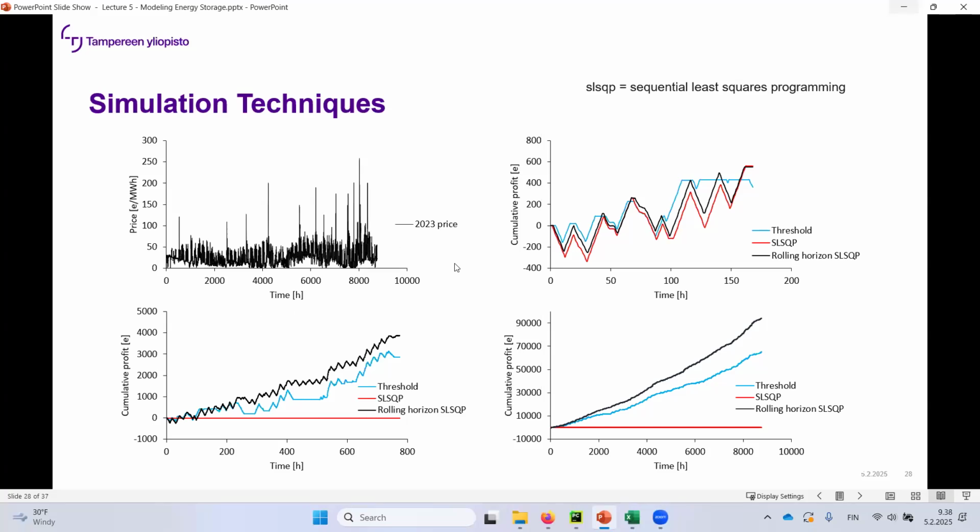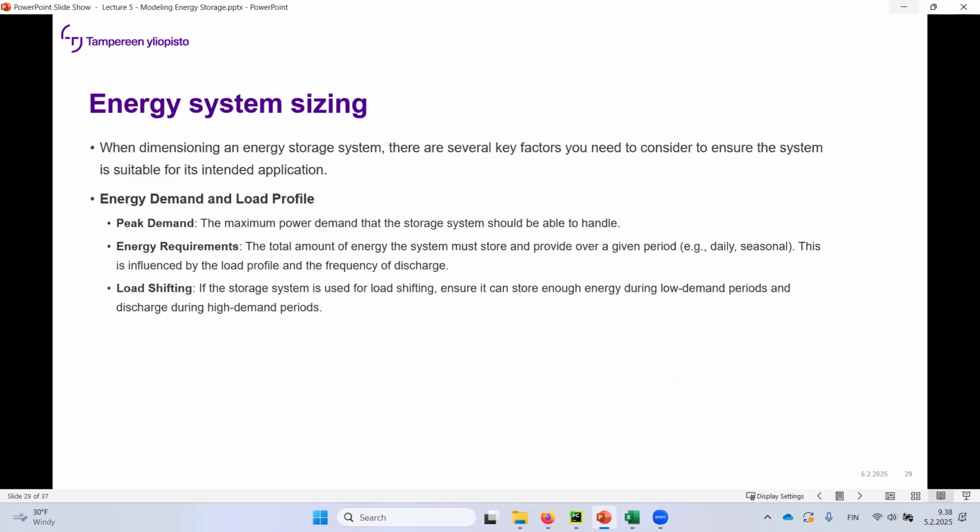And for example, you might have to set boundaries that in the morning at 8, you have to have a certain level of energy in the battery, regardless of the price. So when you're sizing the energy system, you need to know the energy demand and load profile. So peak demand, for example, energy requirements, so the total amount and so forth. Load shifting. If the storage system is going to be used for load shifting, ensure it can store enough energy during the load demand.